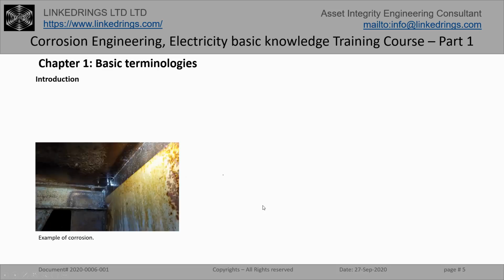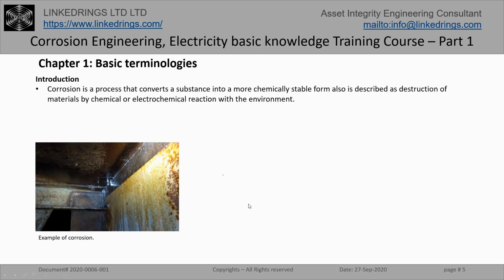So, as we know, corrosion is a process that converts a substance into a more chemically stable form. It is also described as the destruction of material by chemical or electrochemical reaction with the environment. In part number 2 of this course, we will be talking much more about what corrosion is, why it's happening, and how it's happening, in more detail. So we hope to see you.